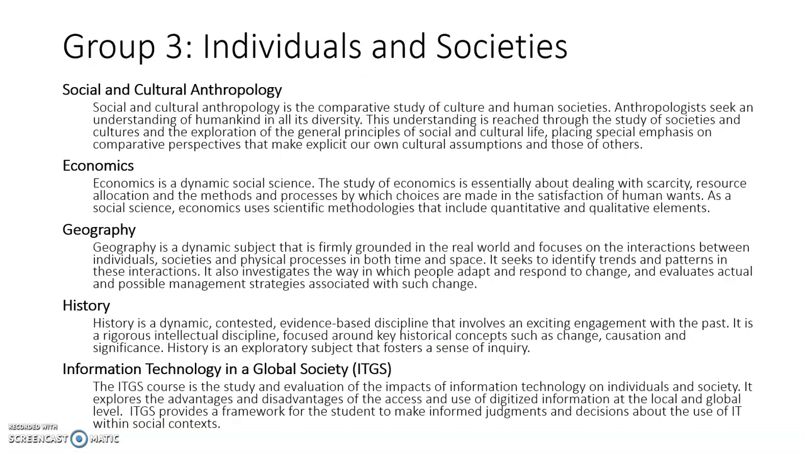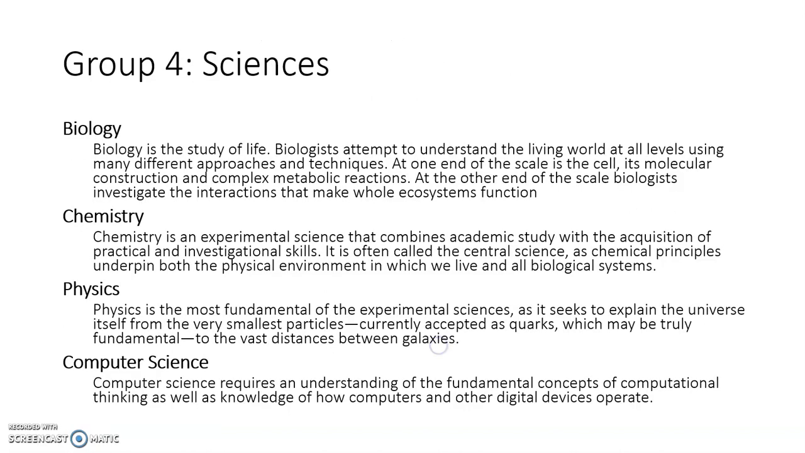In group 3, we have a number of courses with which you will be familiar from, again, your middle years program: economics, geography, history. But here we also have social and cultural anthropology as an option as well. And we also have something called ITGS, Information Technology in a Global Society, a course looking at the social and ethical impacts of information technology in the 21st century world. So a wide range of choices in group 3. Group 4 looks fairly traditional. We have biology, chemistry, and physics, and computer science also belongs in this 4th group.